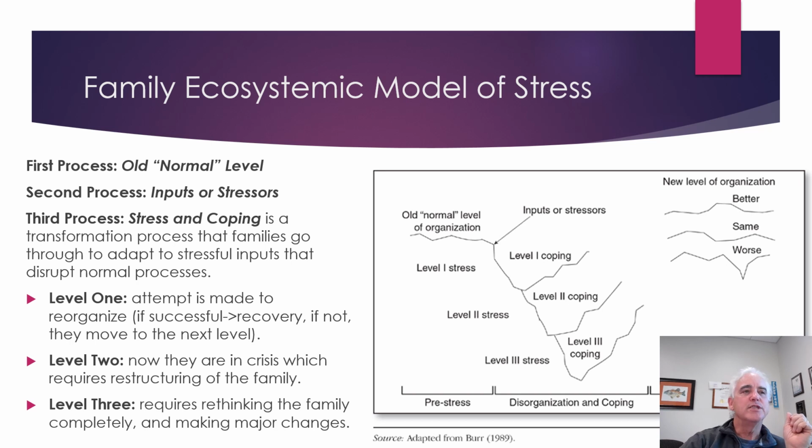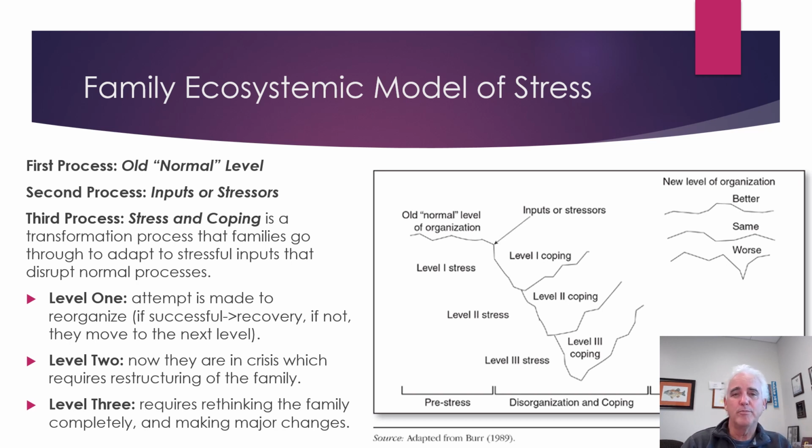After the input, you see the stress and coping pattern. So it's a transformational process that the family goes through to adapt to the stress that they're experiencing. And this stress is disrupting their normal processes, so it's forcing the family to do new things to adapt to the stress. Now that happens at level 1, level 2, and level 3. Now level 1 is where they make an attempt to reorganize themselves, and if they're successful, they reach recovery, and if not, they may actually experience more stress and move to the next level, level 2, which is now a crisis level.